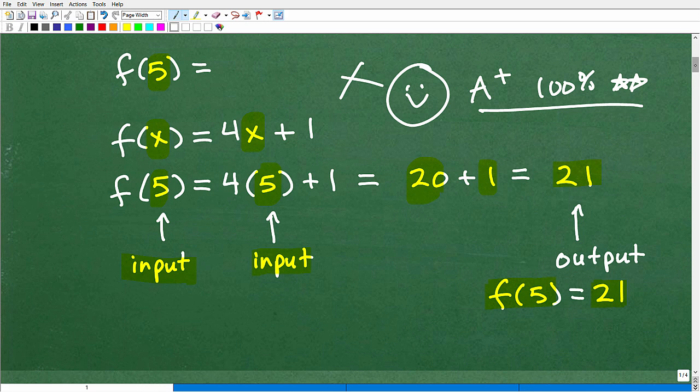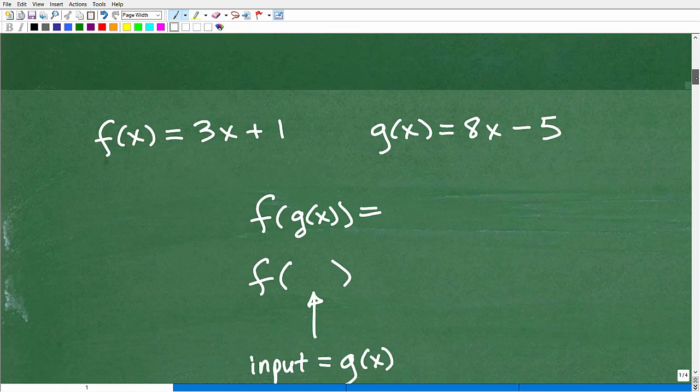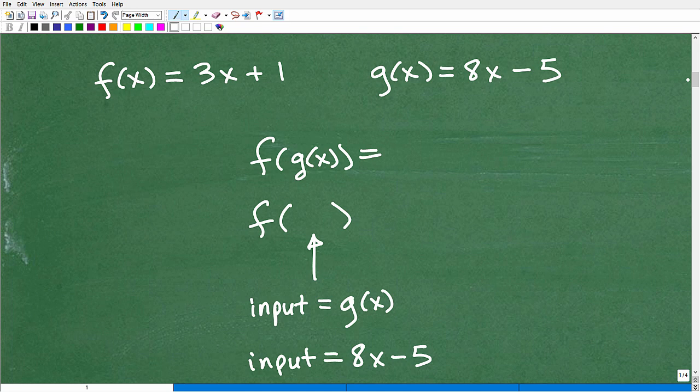So let's go with composite functions here. It's a little bit more involved, but it's nothing more than what we just looked at. So here we have two functions. We have f of x and we have g of x. And what we want to find out is f of g of x. So what's going on here? Well, look at this little g of x. It's inside of these other parentheses.